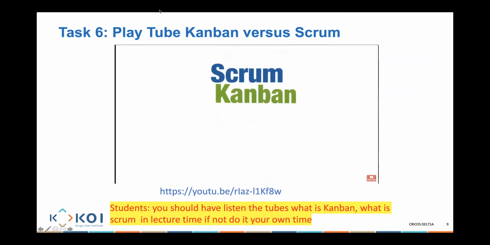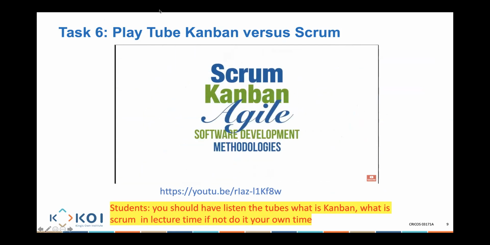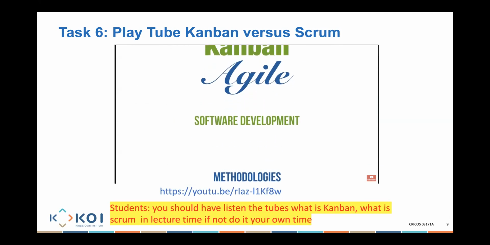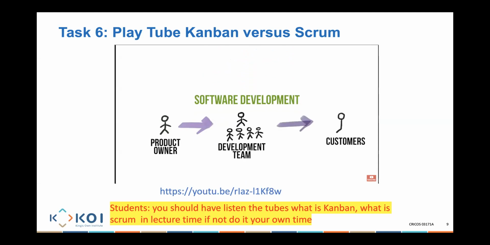Scrum and Kanban are perhaps the best known of a whole range of agile software development methodologies. Let's break that down. Software development, in very broad terms, looks like this. The product owner decides what to build. The development team builds it. And customers use it, experience it, benefit from it in some way.